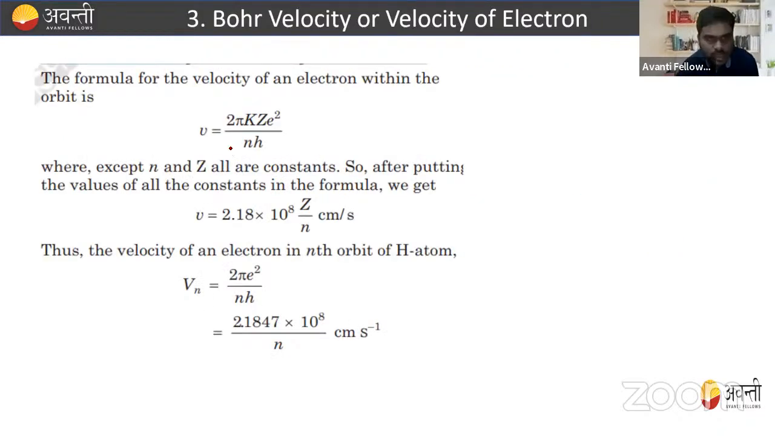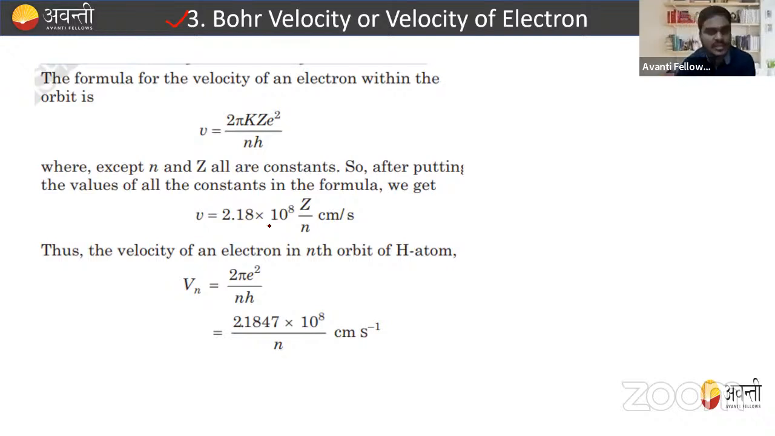Now, the third important thing here is the Bohr velocity, or we say the velocity of the electron. We already calculated the radius, we already calculated the energy. Now we are going to calculate the Bohr velocity, or the velocity of an electron. So how will you calculate the velocity of the electron?